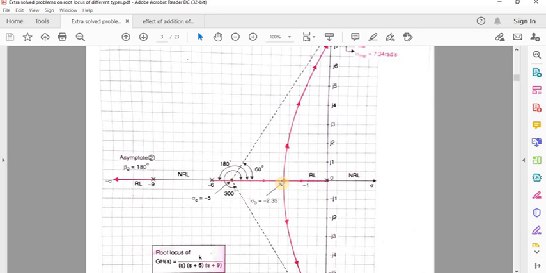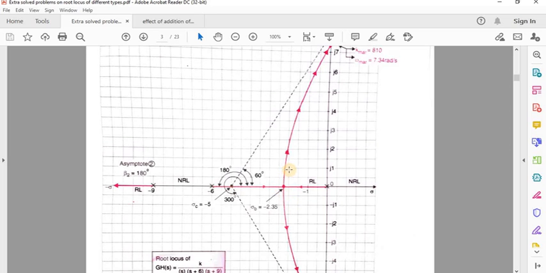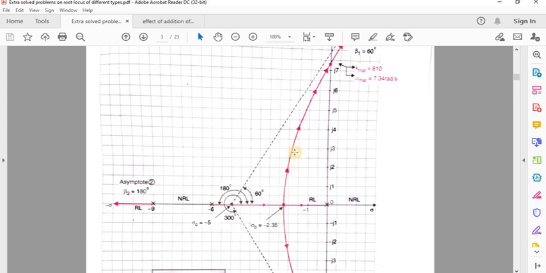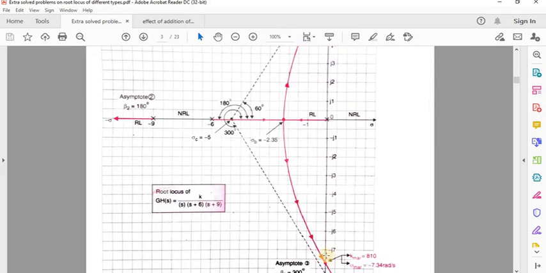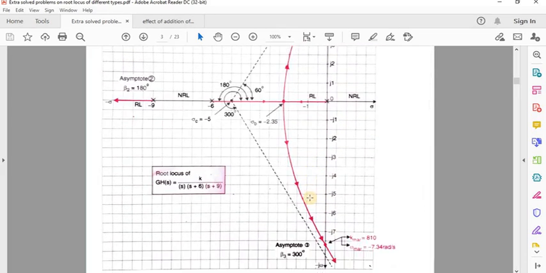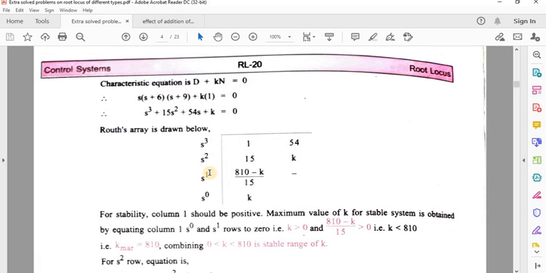Then this is the point at which the root locus will leave the real axis, and we can see here it is leaving, and it will cross at 7.34 radian per second. This is the value, somewhere 7.34. They have approximately chosen the value. This is plus 7.34, this is minus 7.34. According to this, you have to draw the root locus. This is a simple problem.